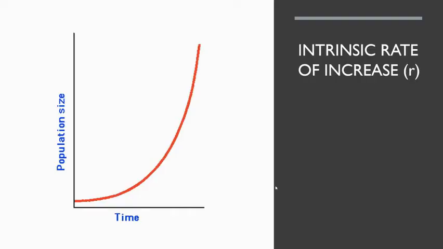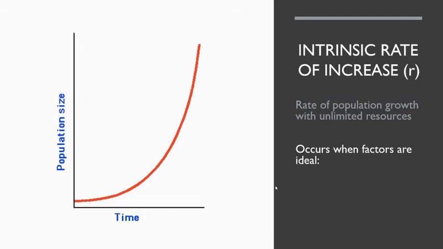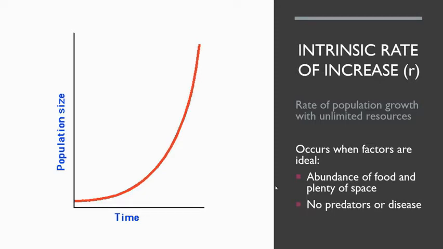Another measure of populations is their growth rate. And so we'll call this an intrinsic rate of increase, like how fast the population grows on its own. If a population were to have unlimited resources, you would see a curve like this, where it goes up very fast with no bound. So this occurs when there are ideal factors, right? Lots of food, plenty of space, no predators or disease. A lack of food or space, or the presence of predators or disease, would prevent it from increasing too fast. And we call this a J curve because it looks like the letter J.